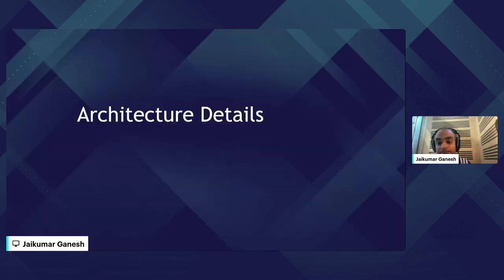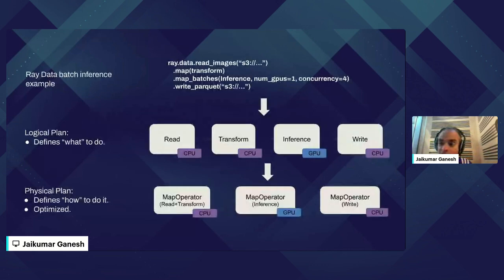All right, let's peel the onion. Let's get into the architecture. We have a simple Ray Data API here: read images, do a map for the transform, and do an inference. First, we define the logical plan, what to do.